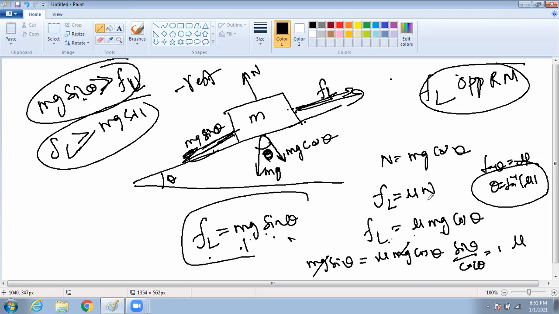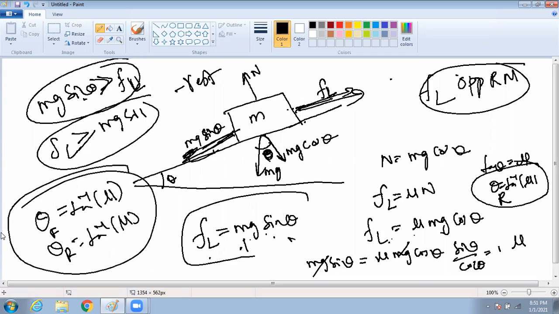So in this case also, this theta is called the angle of repose. Previously we studied the angle of friction, theta f, which is also the same, tan inverse of mu. And here the angle of repose is also tan inverse of mu. Clear?